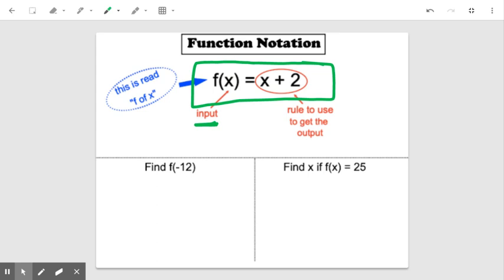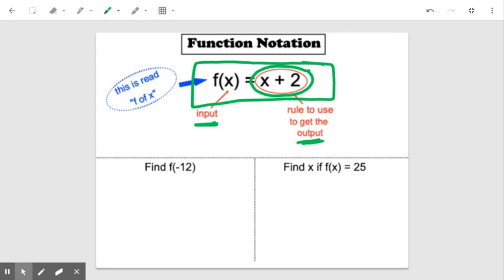The input is the number that's in the parentheses. That's what you're going to put into the function, put into the machine. Over here, the output is what you get after you use this rule. So you put a number in for X, you use this rule, you use the machine, and it spits out a number. That's the output.